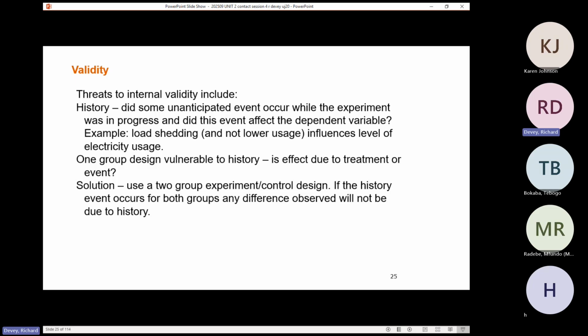A solution to that would be to use a two-group experimental control design. Then if this historical event occurs during the experiment, it would occur for both groups. So any difference would not be due to this event occurring during the experiment. It would be due to a difference in the groups. When we were talking about experimental design, I mentioned that the one group design is not a good design, and if you can, design a two-group design where you've got an experiment and a control. That's always a better design to use.